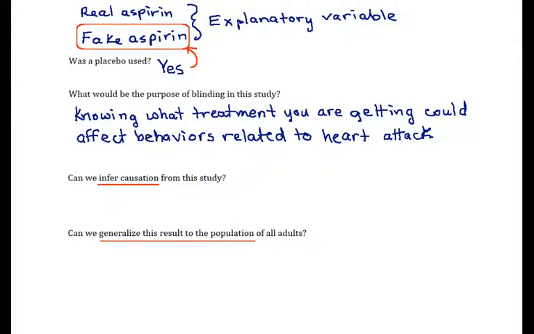So in this study, the explanatory variable was randomly assigned. It is part of the description that these male physicians were randomly assigned to take the real or the fake aspirin, so we can answer yes. We can infer causation. The explanatory variable, which is the two treatments, was randomly assigned.